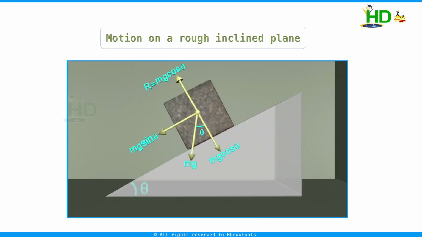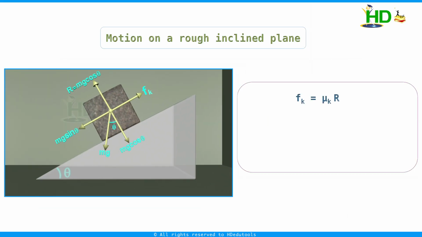If there is no friction, simply we can say the body can slide with the force mg sin theta and the acceleration is g sin theta. If the surface is rough, the frictional force is acting. When the body is moving down, the frictional force is acting opposite to this component, opposite to the motion, and here the kinetic frictional force Fk is given by mu k into R, and this is equal to mu k into mg cos theta, since the normal reaction is mg cos theta.